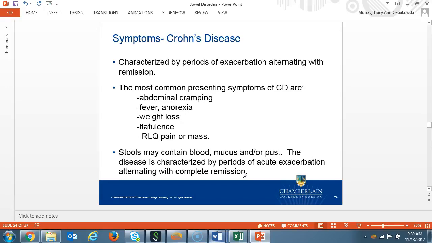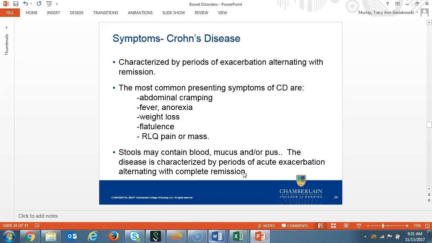The most common presenting symptoms of Crohn's disease are abdominal cramping, fever, anorexia, weight loss, spasm, flatulence, and right lower quadrant pain or mass. Stools may contain blood, mucus, and/or pus. And symptoms tend to increase during periods of stress or after meals consisting of poorly tolerated foods such as fatty, spicy, or dairy.